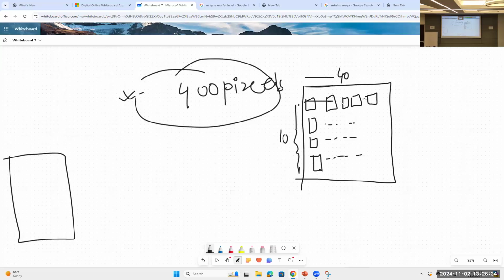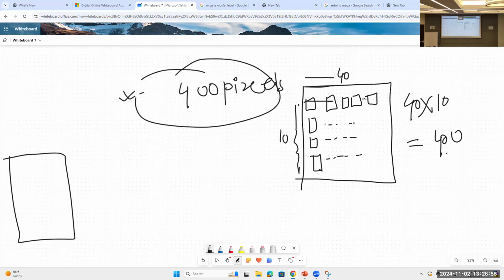So what will be the total number of photodiodes? 400, right? You just have to multiply: there are 40 columns and 10 rows. If you multiply rows by columns, you get the total number of photodiodes, which is 400. So it will be a 400 pixel camera.